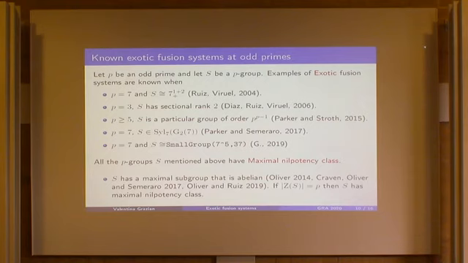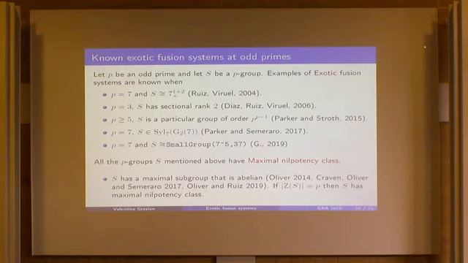I'll explain it better later on, but the essential subgroups we see in the exotic systems in this class of groups in general have a structure that is similar to what we see in the maximal nilpotency class groups. So it's not a completely different case. It's somehow related to fusion systems on maximal nilpotency class groups.